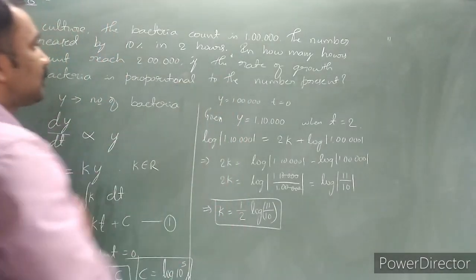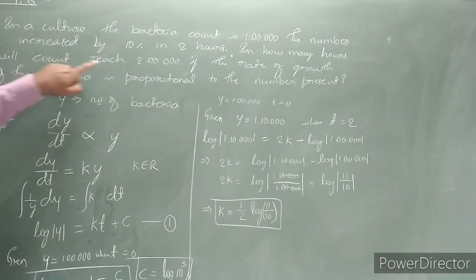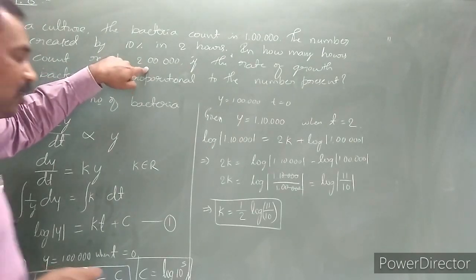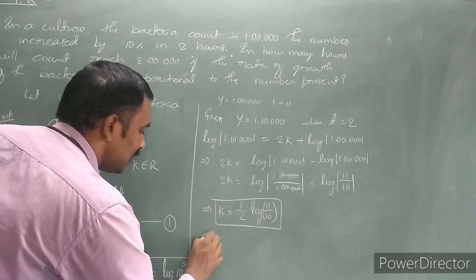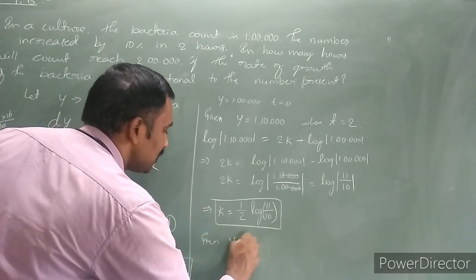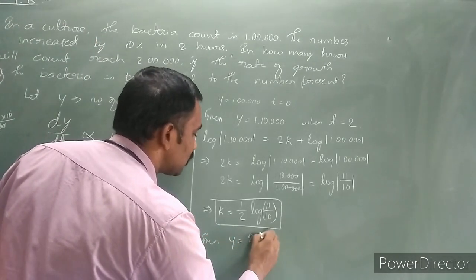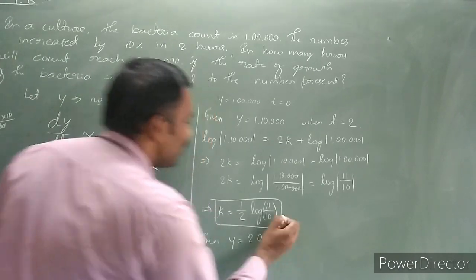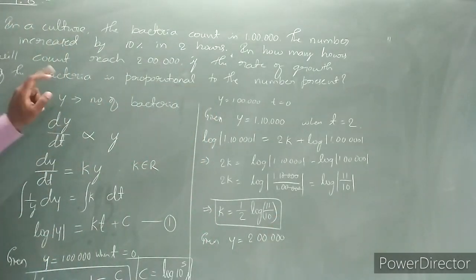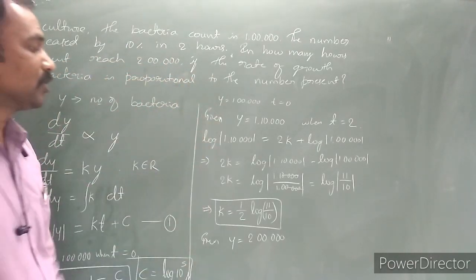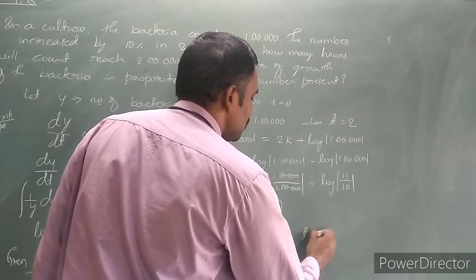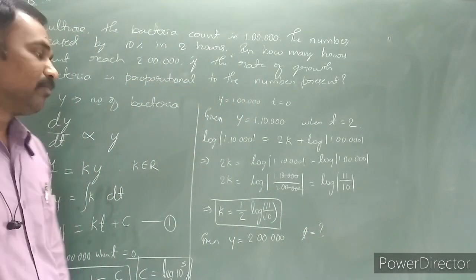So we need to find in how many hours the count will reach 2 lakh. Given y becomes 2 lakh, that means we need to find the time. How many hours will the count reach 2 lakh if the rate of growth of the bacteria is proportional to the number present? So t is equal to how much, we need to find.